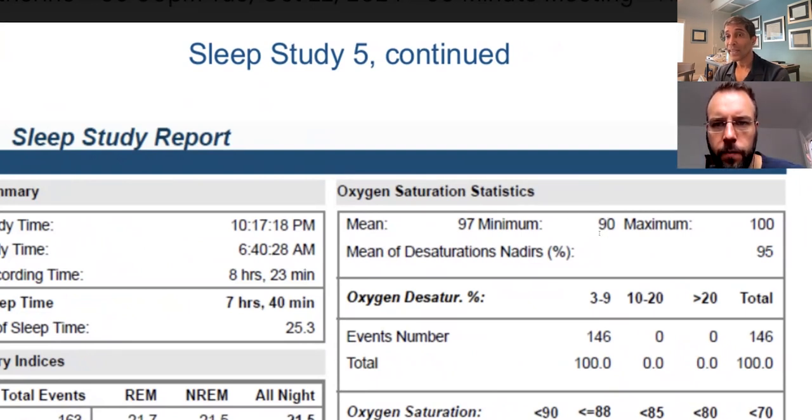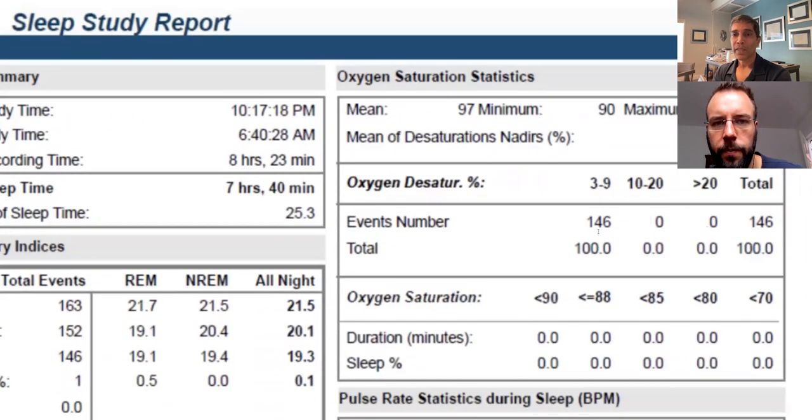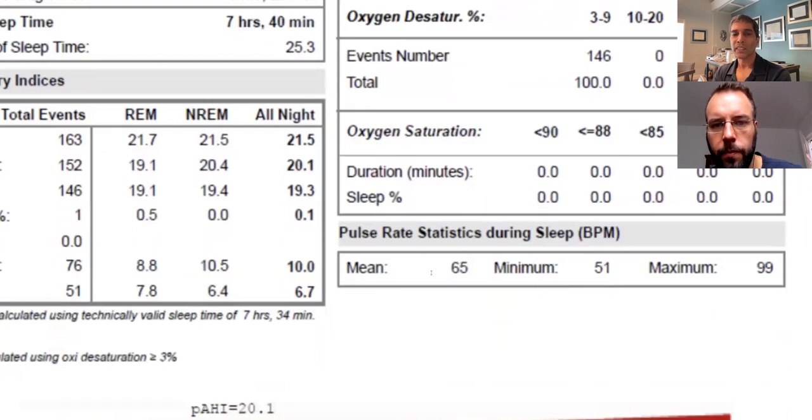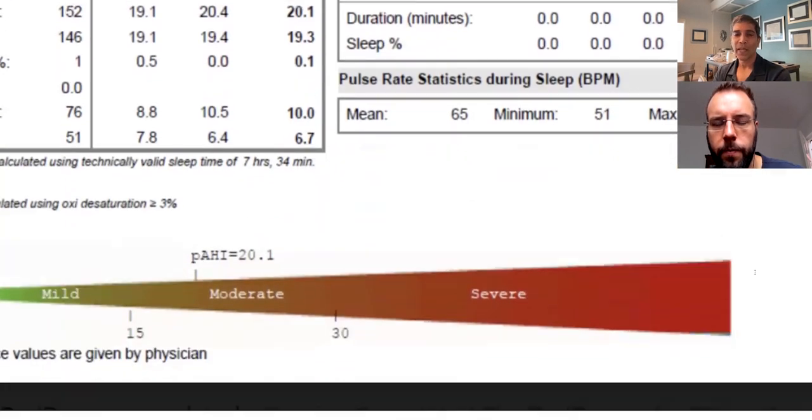But what that means is that minimum is substantial. When you drop from 97 to 90, even though 90 is not bad, if your average is 97, 90 is a big drop. So that's what you should walk away with. So how much time below 90%? 0. The mean pulse is 65, which is a little bit elevated. And the range is 40 to 90, and this person was 51 to 99. So a little bit elevated. Everything's a little bit elevated, right?